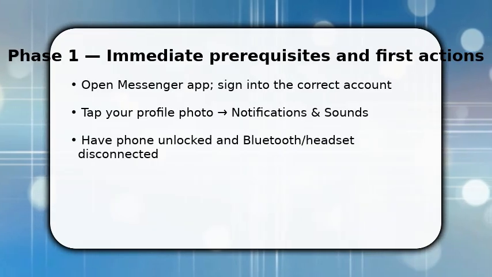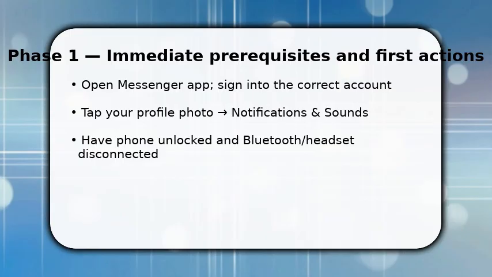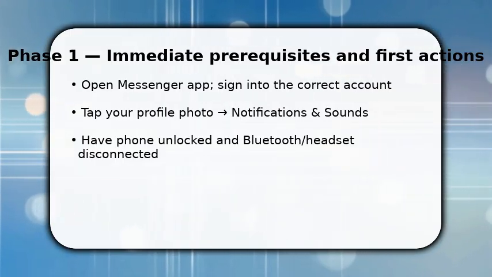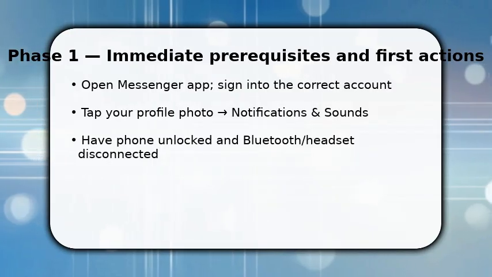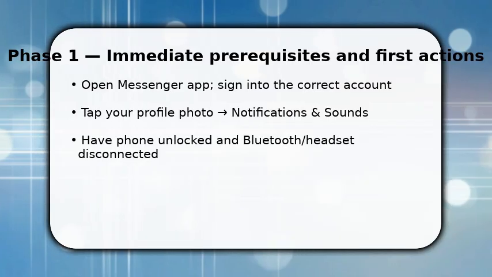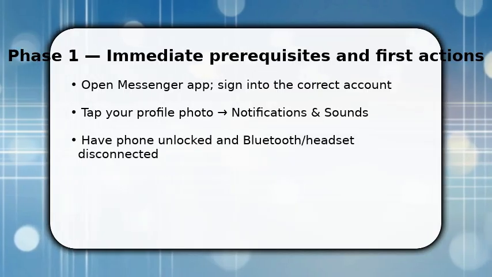You start inside Messenger. Open the app and confirm you're in the right account. This matters because sounds are per account. Once inside, tap your profile photo at the top left, then choose Notifications and Sounds. This is where Messenger controls live. Make sure headphones or Bluetooth audio are disconnected so you hear changes immediately.